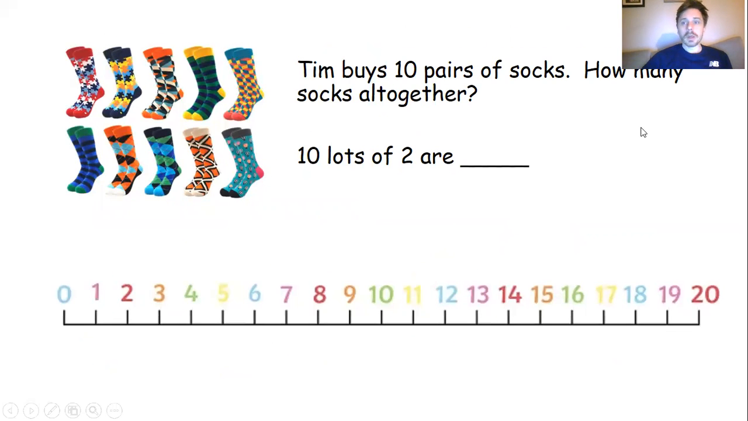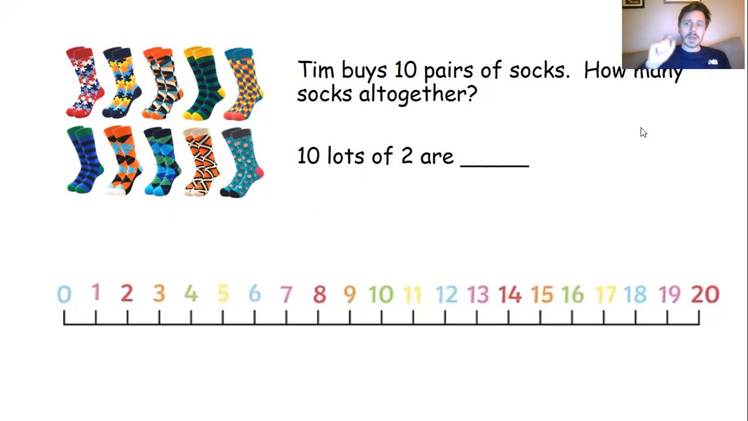Okay, so another word problem. Tim buys 10 pairs of socks. How many socks altogether? So, important thing. Picking out the important number, there are 10, aren't there? 10 pairs of socks. What are we counting in? Well, we know we're counting in 2s, so we're doing 10 lots of 2.